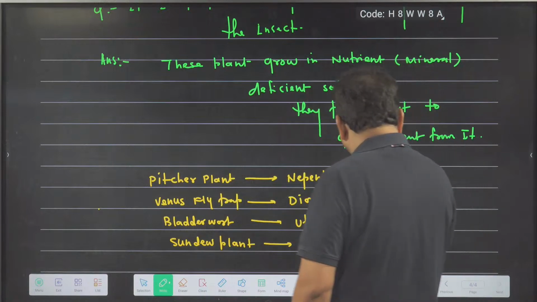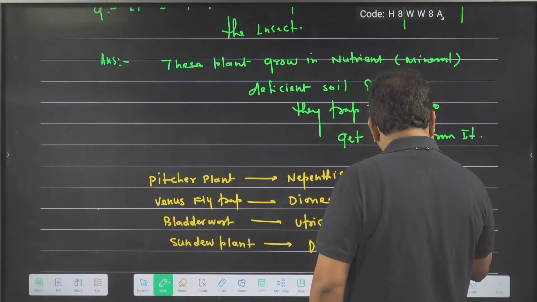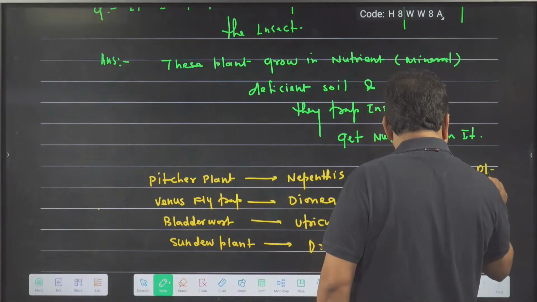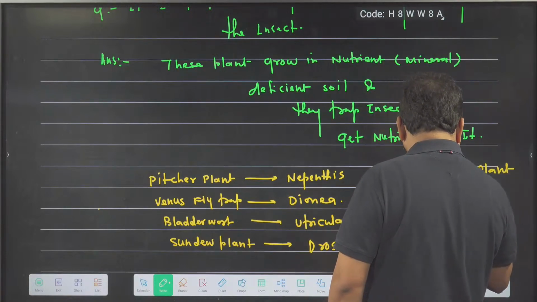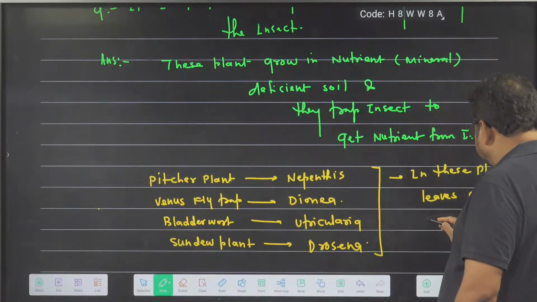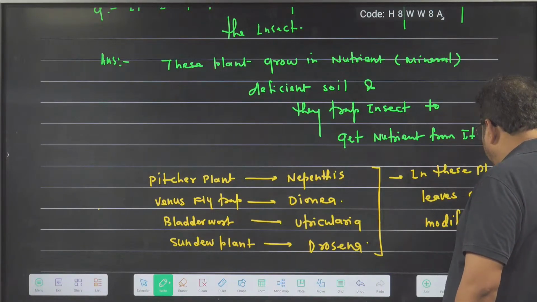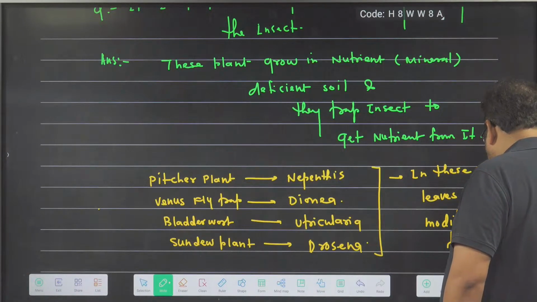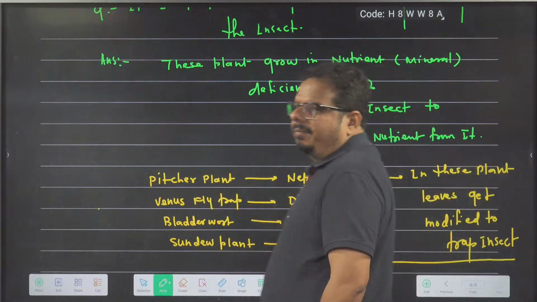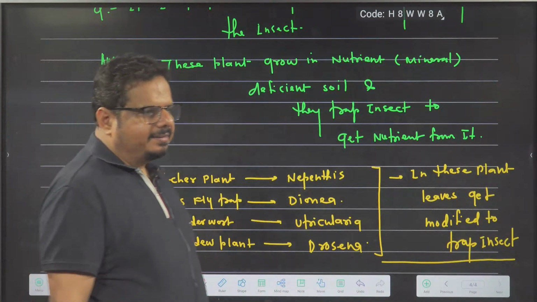So in these plants, leaves get modified to trap insects. And this is all about the modification of leaf. Right?